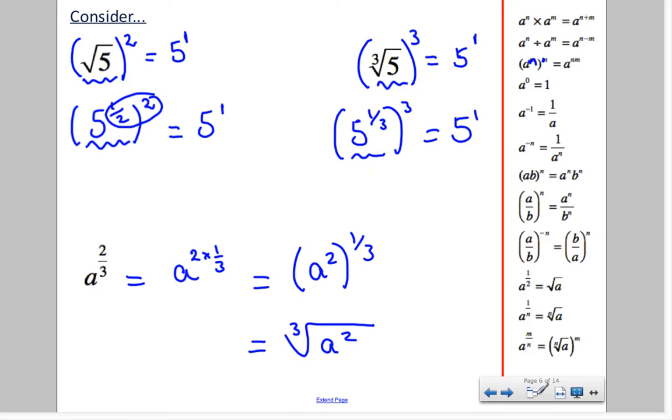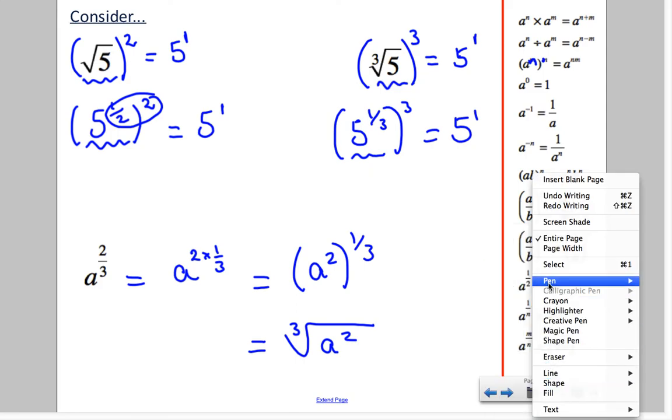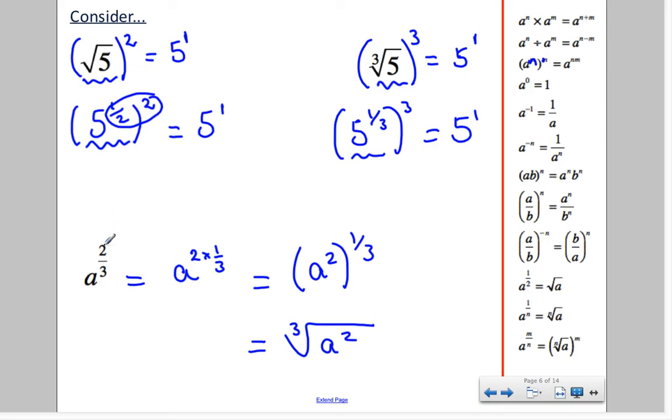Now, don't worry too much about the numbers, but just notice where things have landed. The 2 ended up as a power. The 3 ended up as a root. So the numerator gave us the power, and the 3 gave us the root.